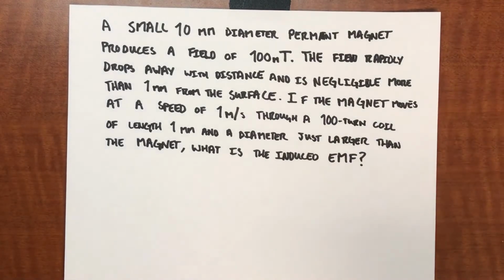So using the concepts that we just learned, let's work through this practice problem. A small 10 millimeter diameter permanent magnet produces a field of 100 milliteslas. The field rapidly drops away with distance and is negligible more than 1 millimeter from the surface. If the magnet moves at a speed of 1 meter per second through a 100 turn coil of length 1 millimeter and diameter just large.